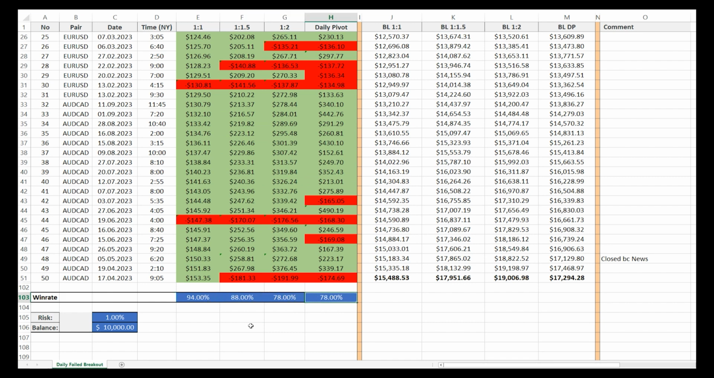This is extreme. After 50 trades I could increase the initial balance of 10k to these numbers here, and the risk for each trade was 1% of the current account balance. I tested the ratios 1-to-1, 1-to-1.5, 1-to-2 and the target set to a daily pivot. I will explain this in a moment. Okay, so let's go to an example chart.